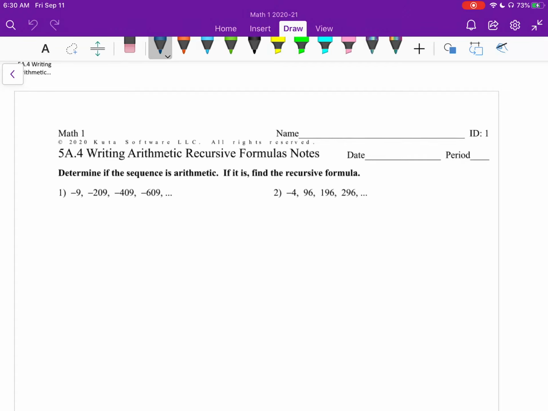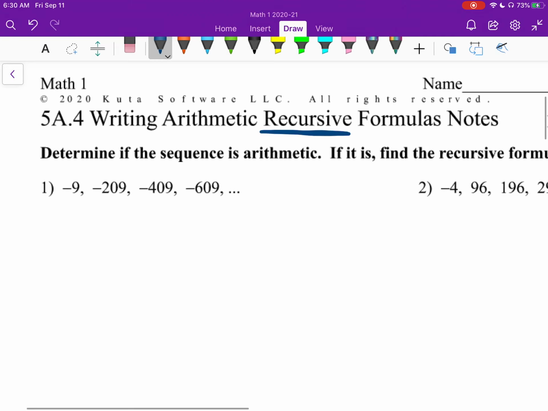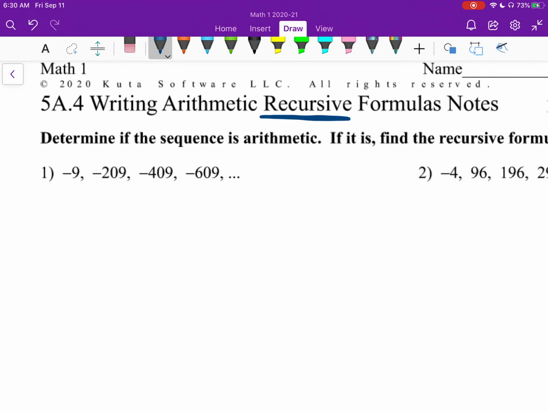All right, Math 1, Unit 5A, Section 4, Writing Arithmetic Recursive Formulas. So a recursive formula is a formula that says if you have the first term, this is what you do to get the second term. Like in number 1, we could see pretty quickly that each time we subtract 200. So in a recursive formula, all it's going to do is say every time you need to subtract 200. Okay, that's what it's going to have embedded in it.